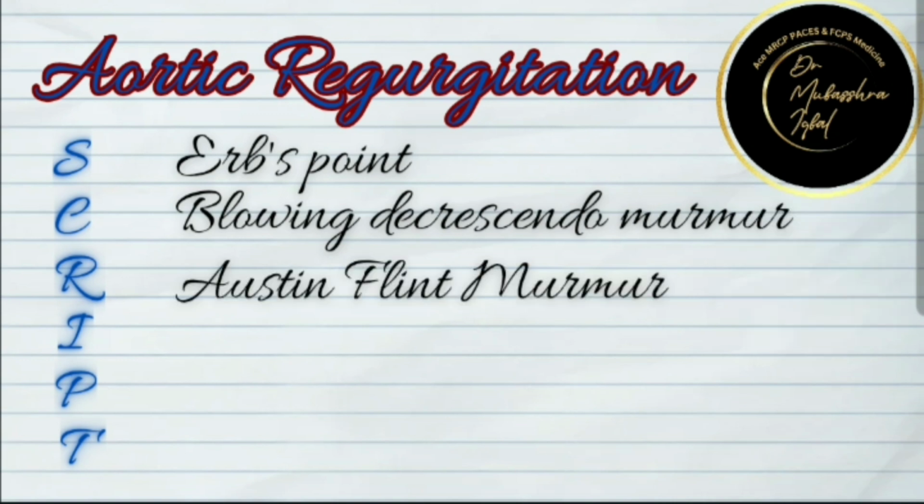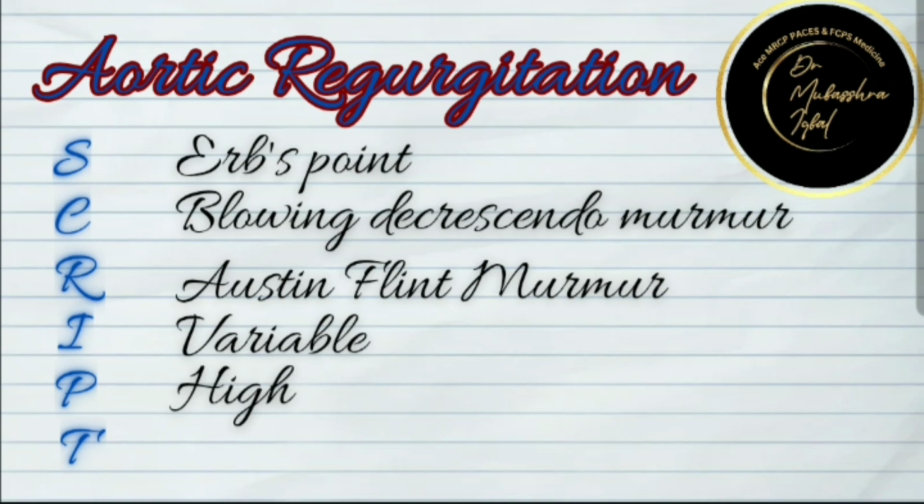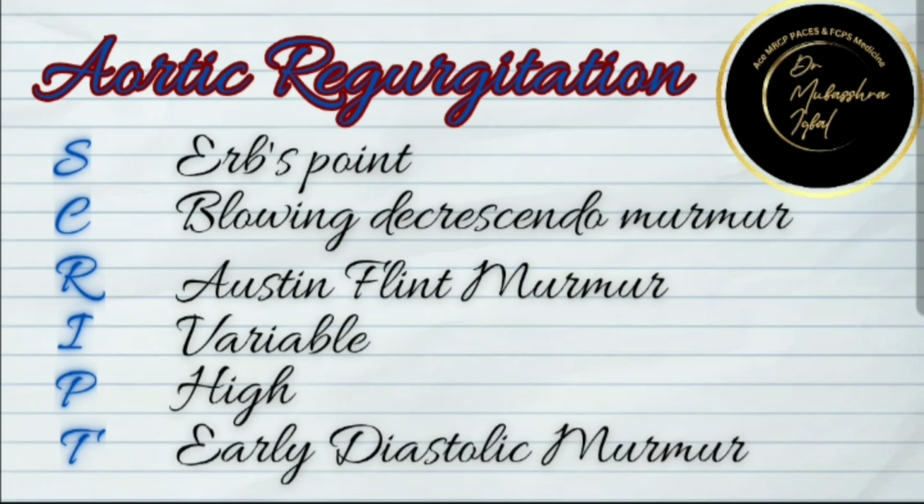There is usually no radiation, but sometimes Austin Flint murmur is heard, which is a rumbling murmur heard at the apex. Intensity is variable and it is a high-pitched, early diastolic murmur.